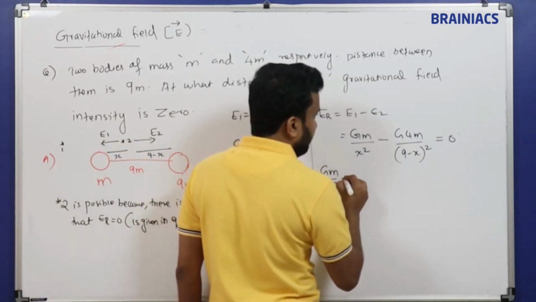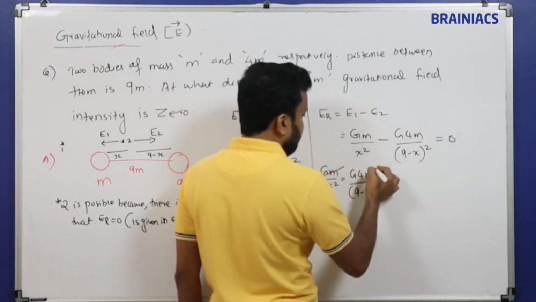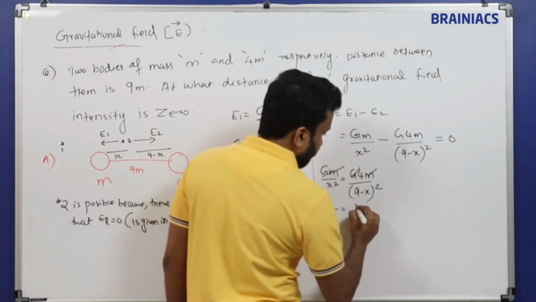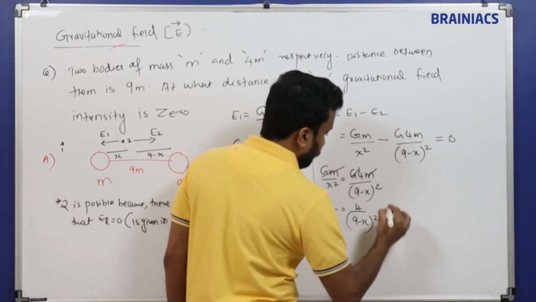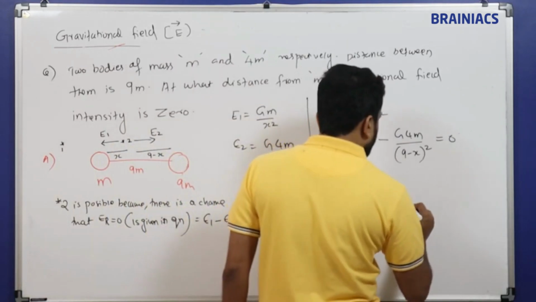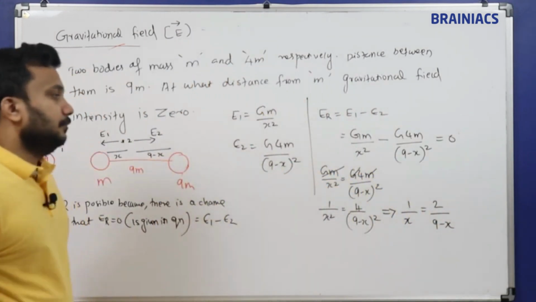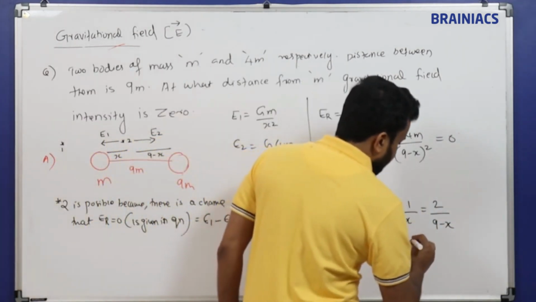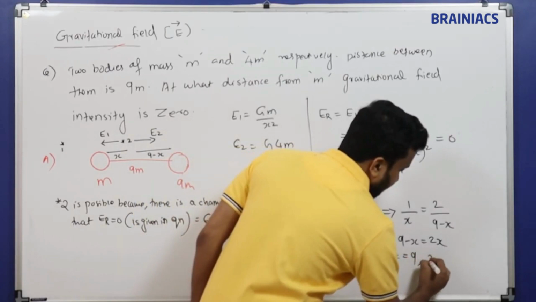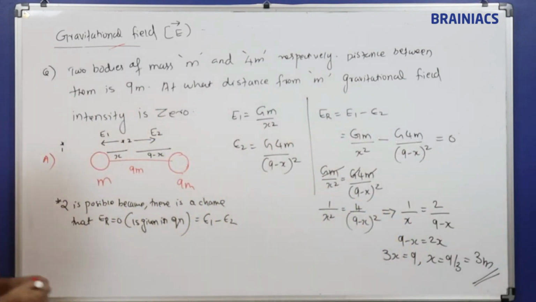Gm by x square is equal to G into 4m divided by (9 minus x) the whole square. Gm cancels. So what will come? 1 by x square equal to 4 divided by (9 minus x) the whole square. Taking the square root on both sides, we get 1 by x is equal to 2 by 9 minus x. Cross multiplying, 9 minus x equals 2x. So 3x will be equal to 9, and x is equal to 9 by 3, which is 3 meters.